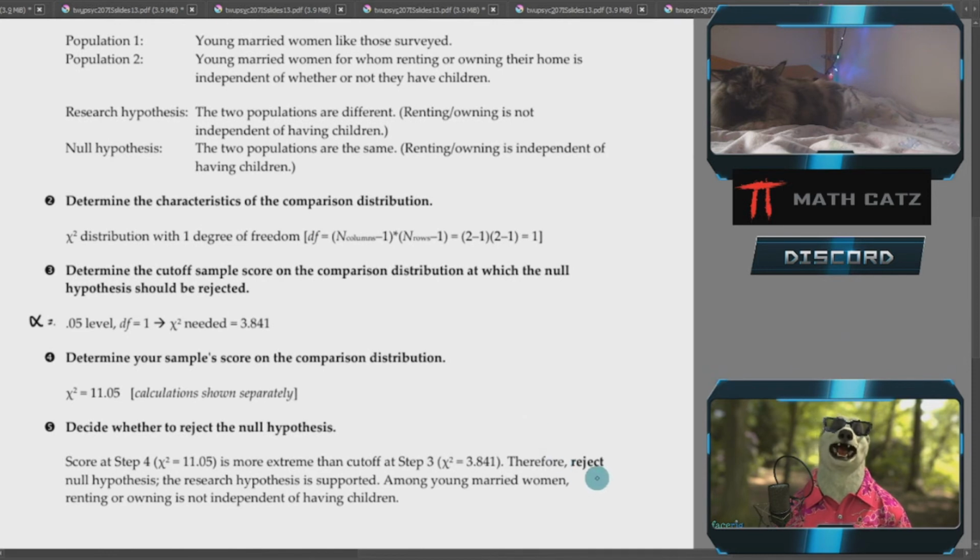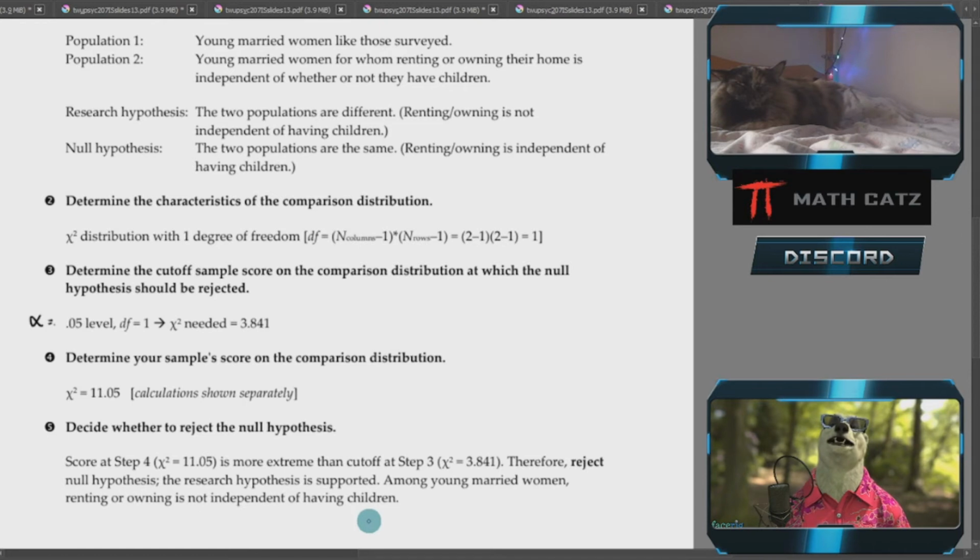So we reject the null hypothesis in favor of the research hypothesis and conclude that the evidence is strong enough to suggest that these variables are not independent. Among young married women, renting or owning is not independent of having children. We don't know what the effect is, but there is some relationship between these two.